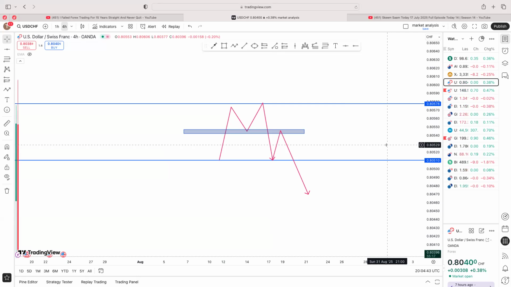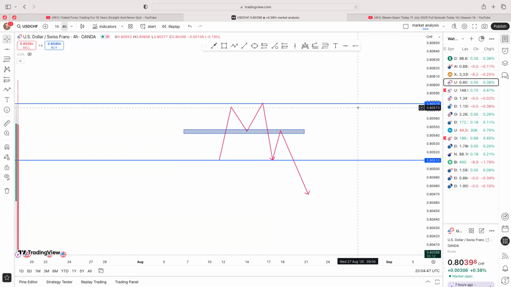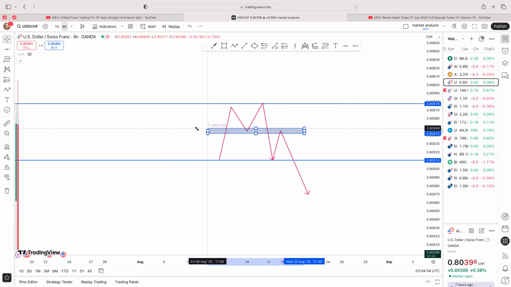Anyone who has a question? Coach, the entry point. Sorry, coach. So, will the entry point be when it retraces back before it goes back down? Yes. Okay, cool. So the neckline is very much important.